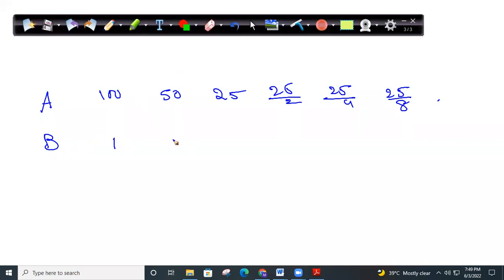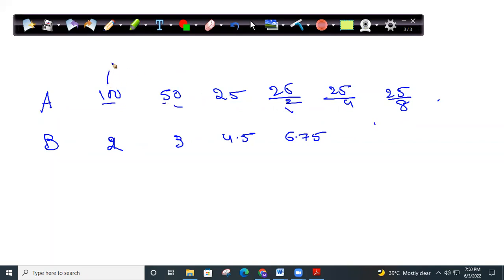There's another student who got 1 mark. He got 1 mark, or he got 2 marks. He got 3 marks. He got 4.5 marks. He got 4.5 into 1.5, assume some 6.75 marks. So what is happening here? This is also exponential. Why?